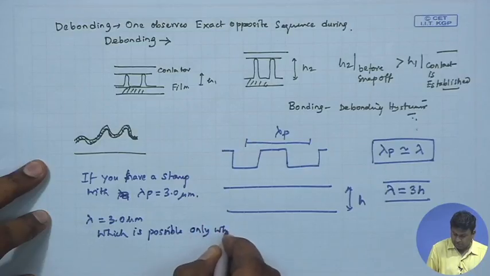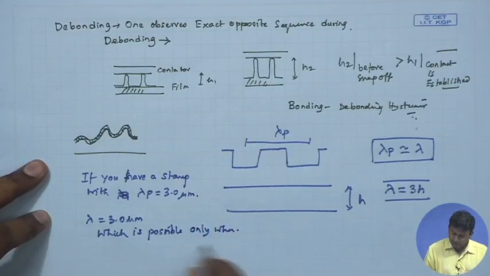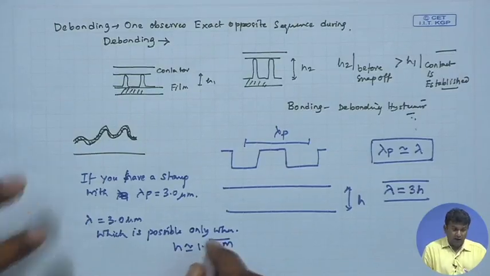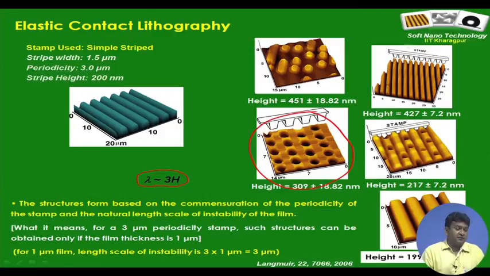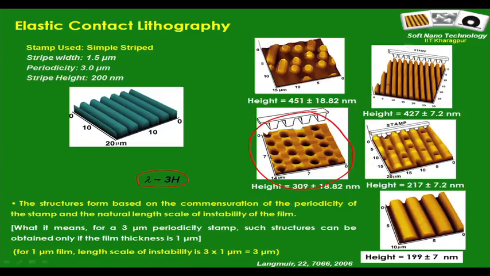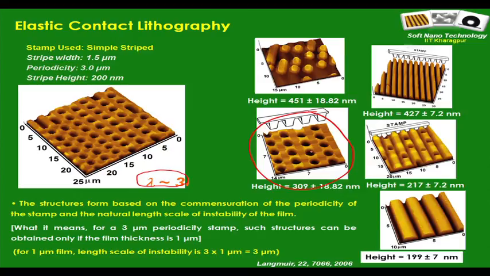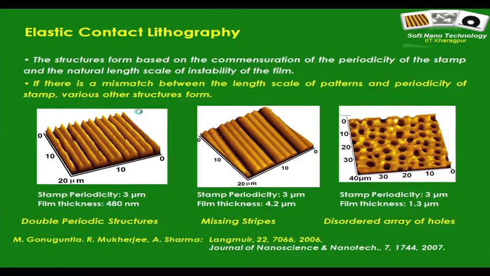only when h is of the order of 1 micron. If there is a mismatch, in fact, this type of secondary instability and their joining up is not observed. In fact, these are some of the images where there is a mismatch. There is a bit of science into it, but I will not go into all the detail.